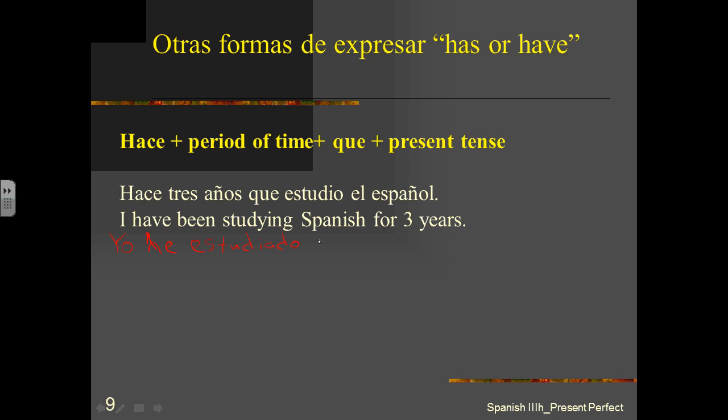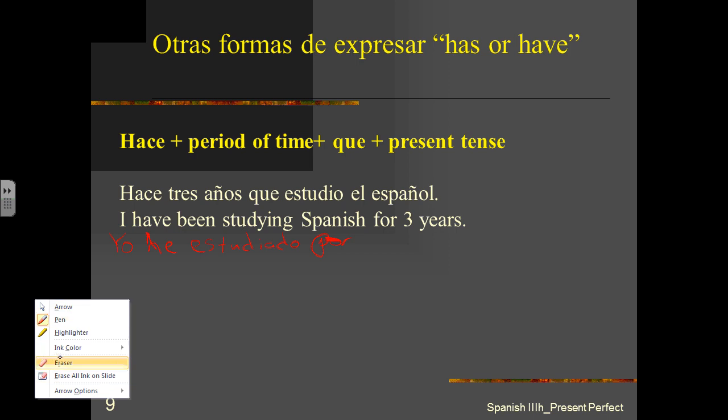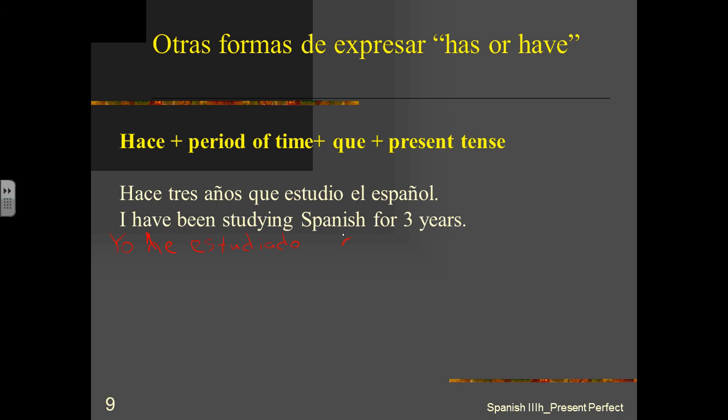Oops, sorry. I forgot, I think I can erase this. Spanish. Yo he estudiado español por 3 años. Okay? When you're talking about a limited period of time, you use por rather than para.